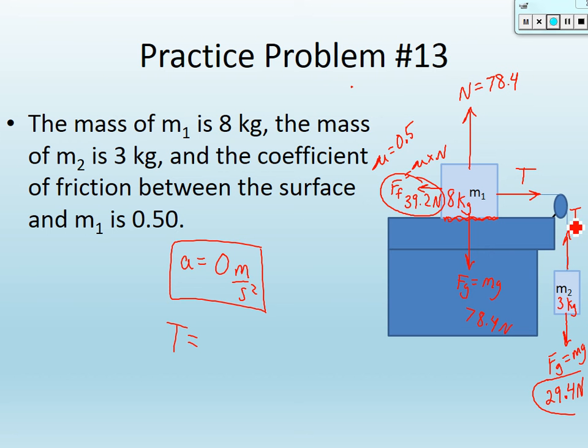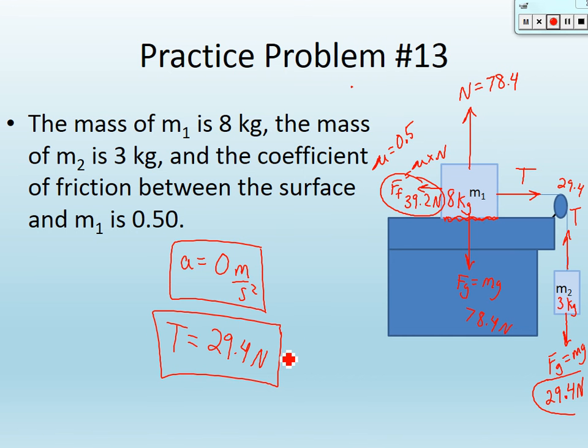So if we found the weight of M2, let me ask it to you this way. Let's use Newton's laws of motion. M2 here is not moving, it's at rest. So what does that tell us about the forces that are acting on it? They're balanced, yeah, they're equal. So the tension up has to be 29.4 newtons, according to Newton's first law. So tension is equal to 29.4 newtons.